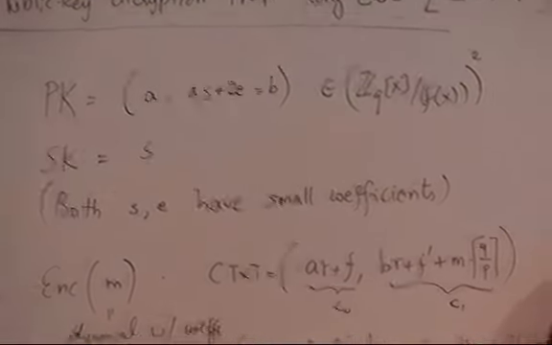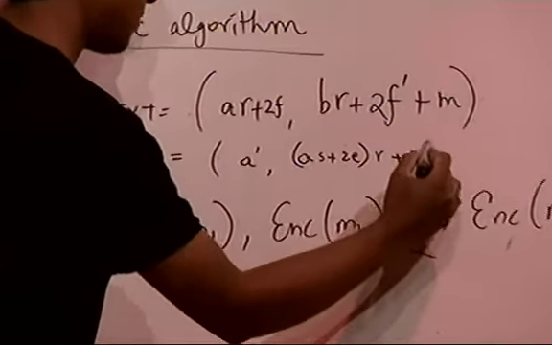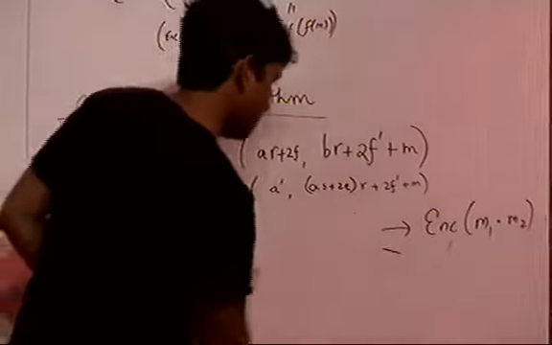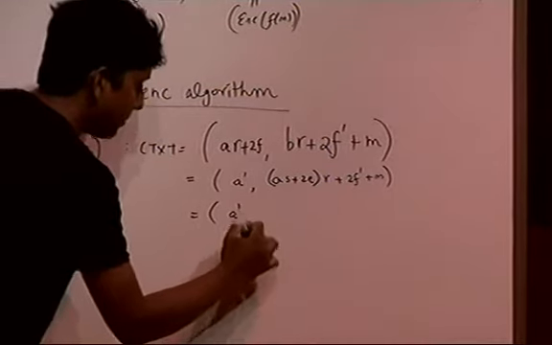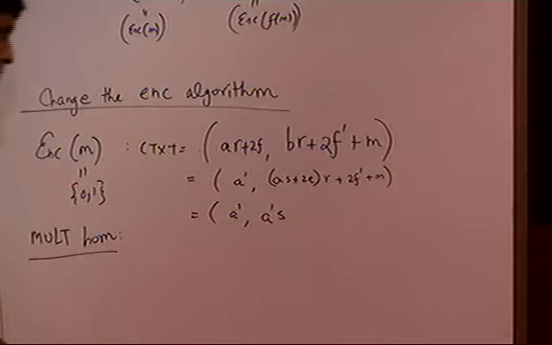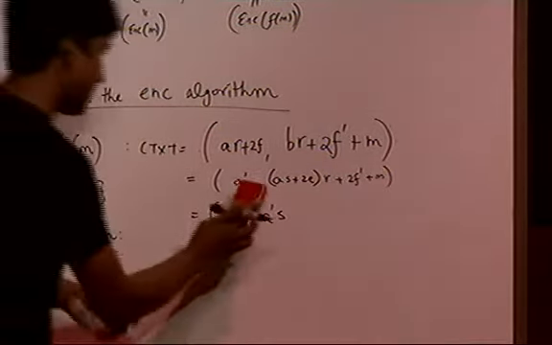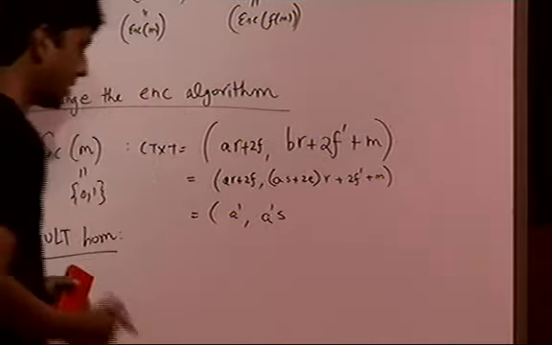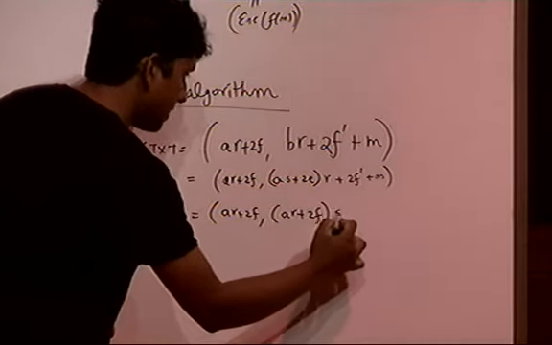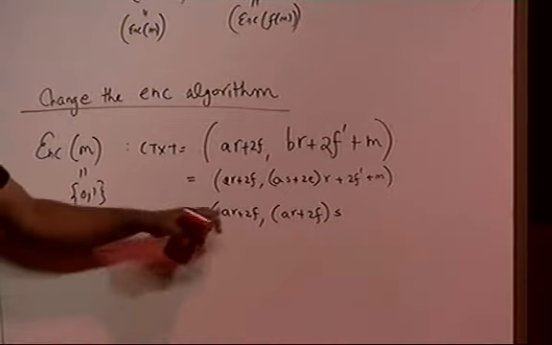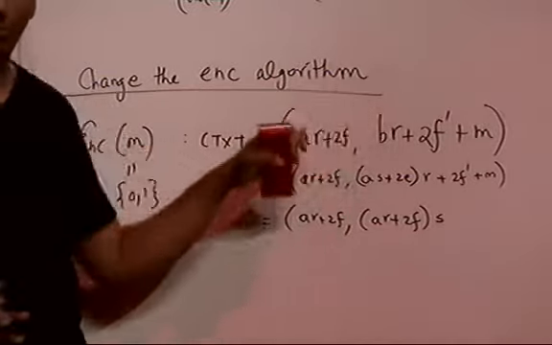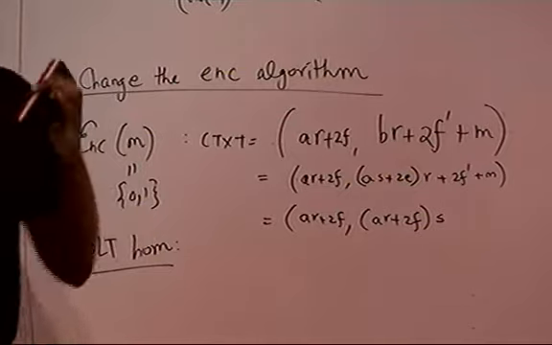So now, what does it look like? It looks like 2 times E times R plus 2F prime plus the message. So this looks like A prime, let's call it AR plus 2F, times S. My point is to write this down as a ring LWE sample. Right now the ciphertext is a pair of ring LWE samples. I want to write it down as a single ring LWE sample. Once I do this, multiplication follows straightforwardly.